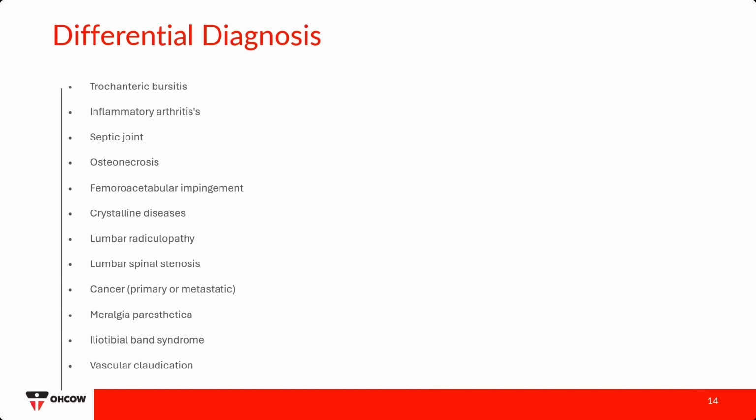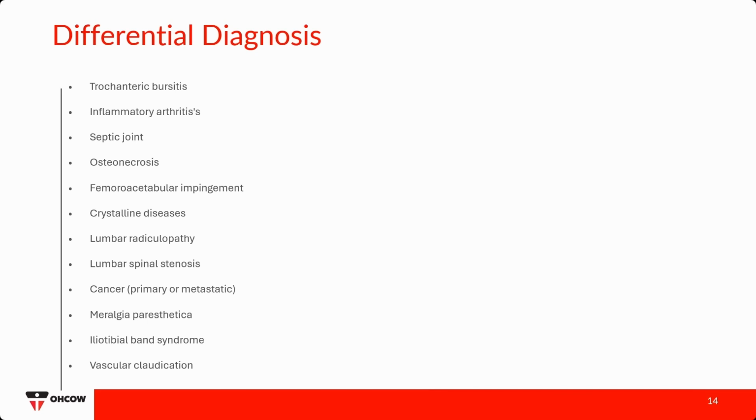Femoroacetabular impingement, also where the foot of the head and the acetabulum is not correctly aligned. Again, this tends to be in the younger population. Crystalline disease, for example, gout. Lumbar radiculopathy and lumbar spinal stenosis.